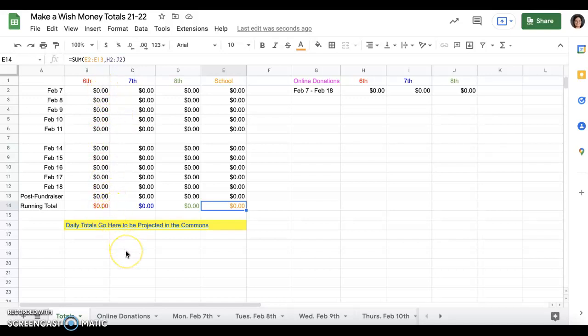If you notice something is wrong, please fix it or let me know or someone else know and we'll get it fixed. But in general, the form should take care of all the addition, subtraction, and keeping our totals running.